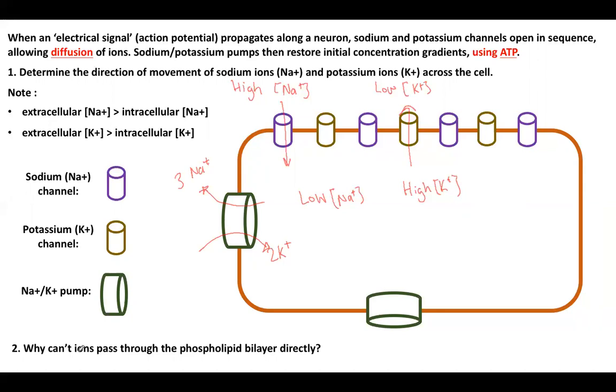Why can't ions pass through the phospholipid bilayer directly? Because ions are charged.